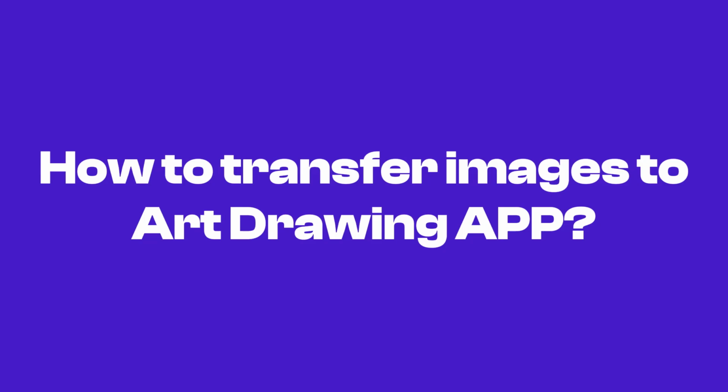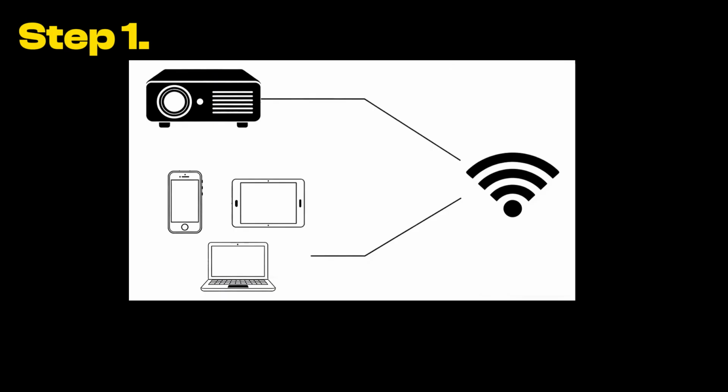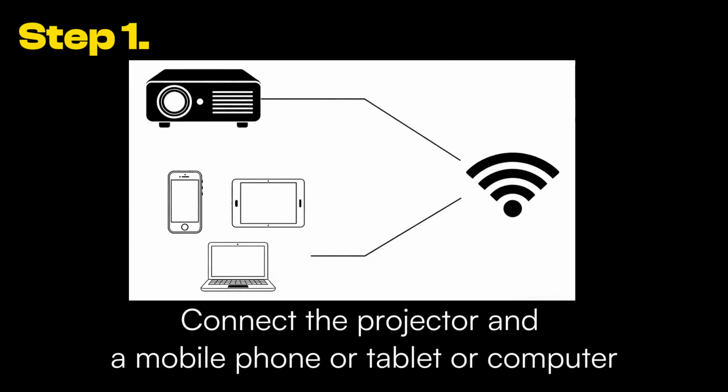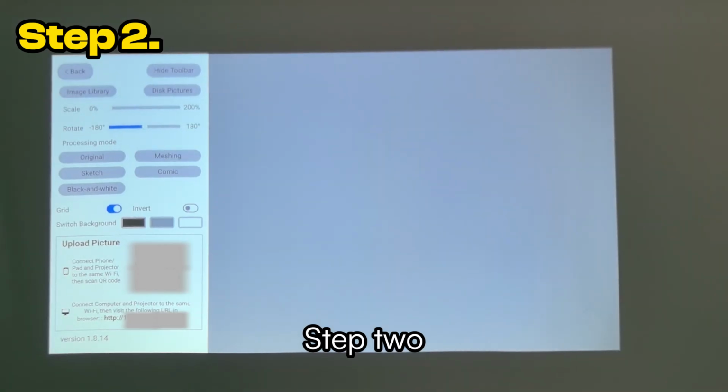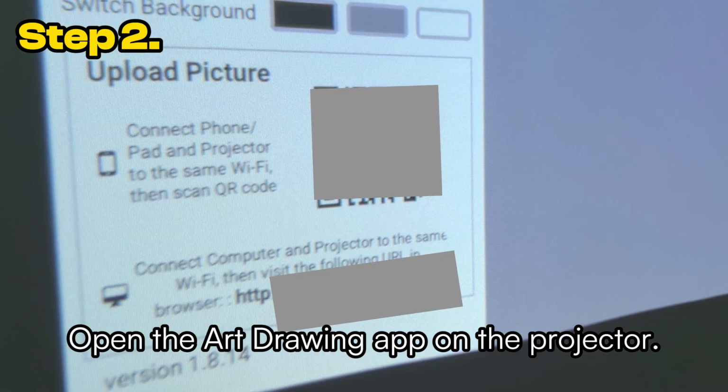How to transfer images to Art Drawing app. Step 1. Connect the projector and a mobile phone or tablet or computer to the same Wi-Fi network. Step 2. Open the Art Drawing app on the projector.